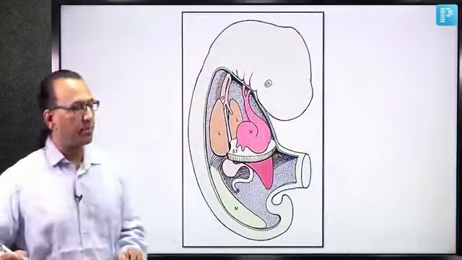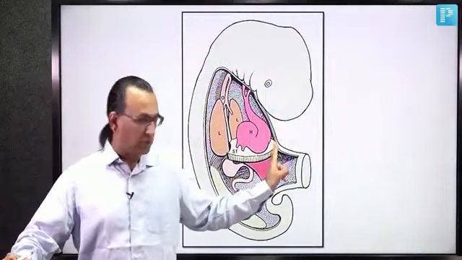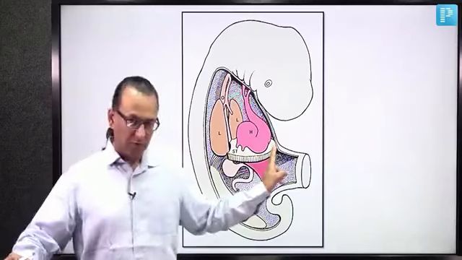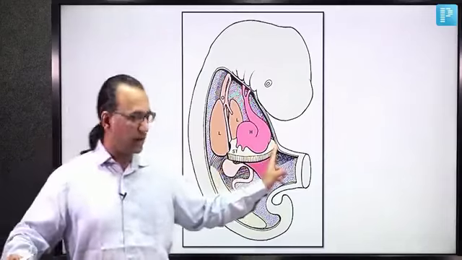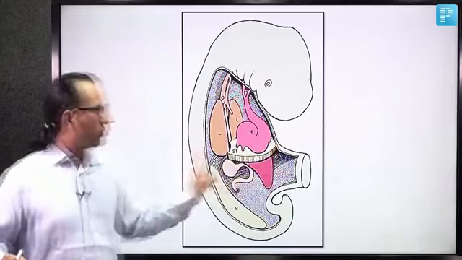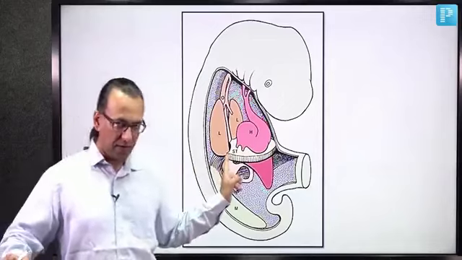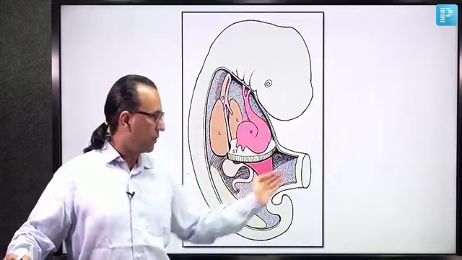Talking about the development of the diaphragm, we have a thoraco-abdominal partition called the septum transversum. Septum transversum is going to form the central tendon of the diaphragm and along with that there will be the pleuroperitoneal membrane, one on each side, contributing to the diaphragm, which is going to separate the thoracic organs from the abdominal viscera.